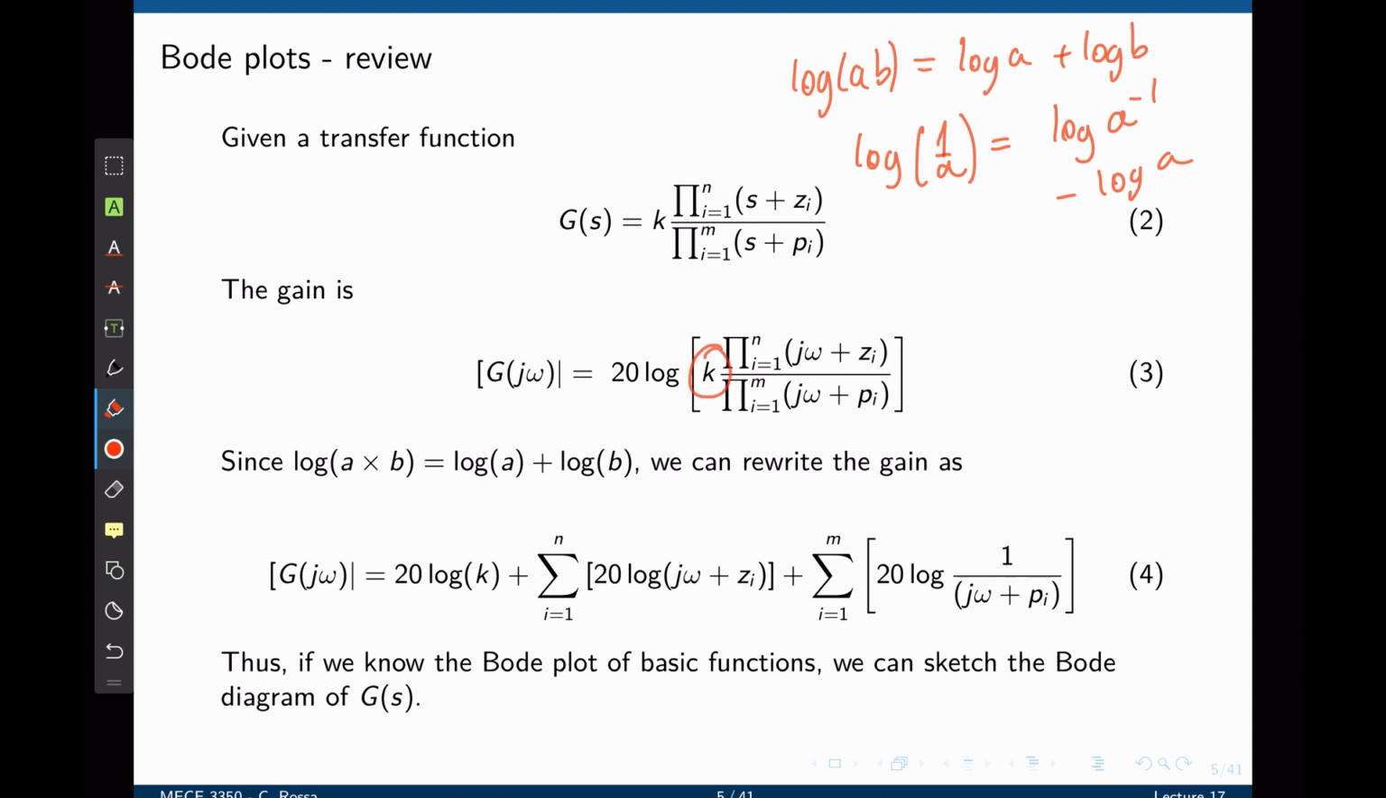We can take, for example, the constant gain and write that part as 20 log of k. We can take all zeros and write that as 20 log of each zero, so create one Bode plot for each zero in the transfer function. And we can do the same for all poles in the transfer function. Thus, if we know the Bode plot of basic functions, we can easily sketch the Bode plot of the combination of these basic functions, that is the Bode plot of G(s).